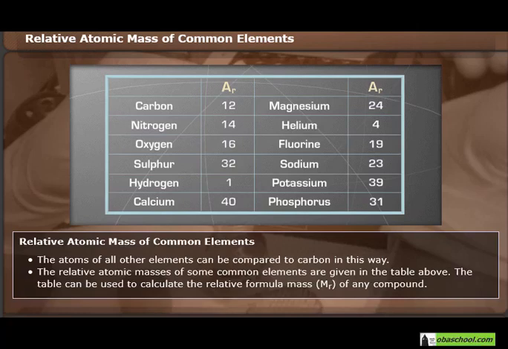The atoms of all other elements can be compared to carbon in this way. The relative atomic masses of some common elements are given in the table above. The table can be used to calculate the relative formula mass, Mr, of any compound.